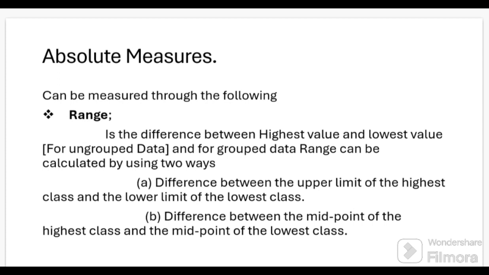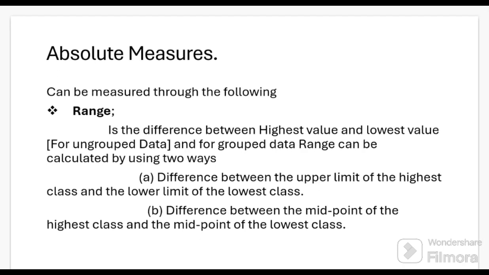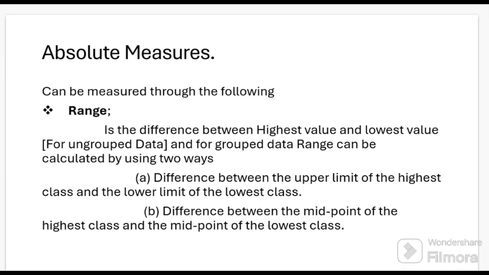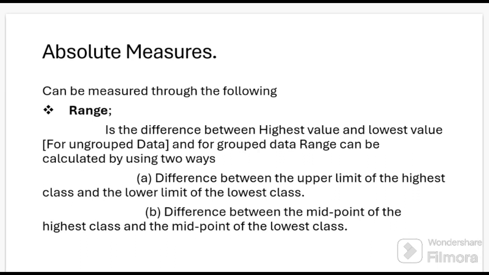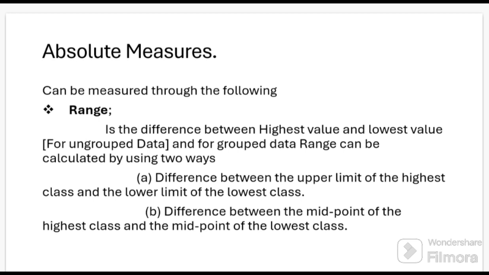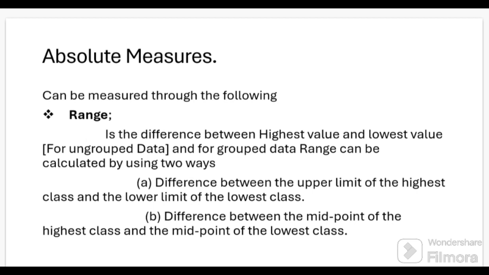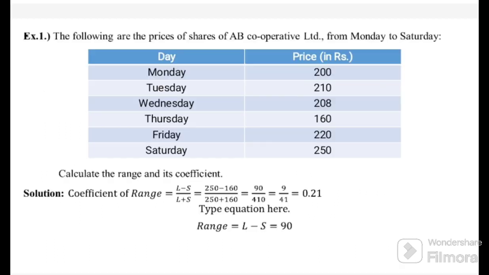Now, as we all know, range is the difference between the highest value and the lowest value. We can get it in two ways: either as the difference between the upper limit of the highest class and the lower limit of the lowest class, or the difference between the midpoint of the highest class and the midpoint of the lowest class.